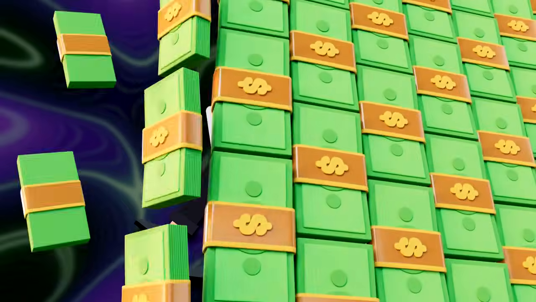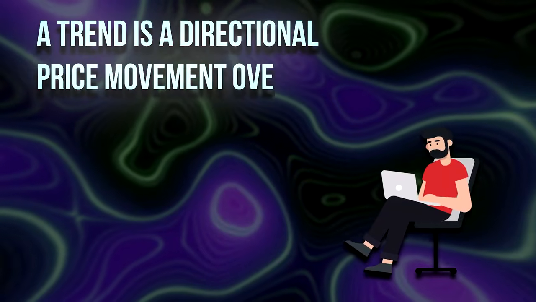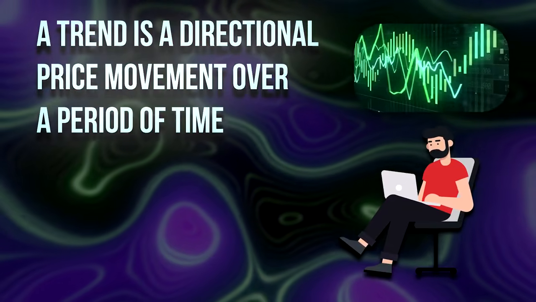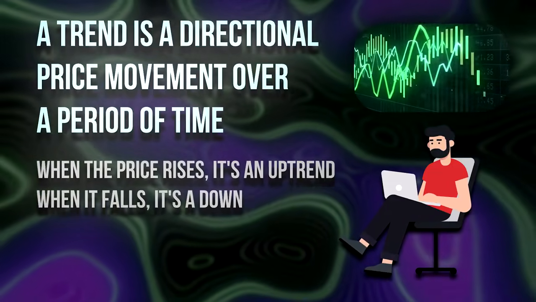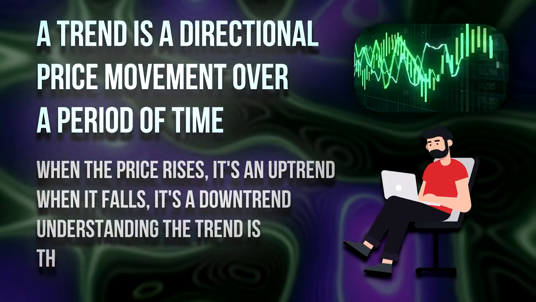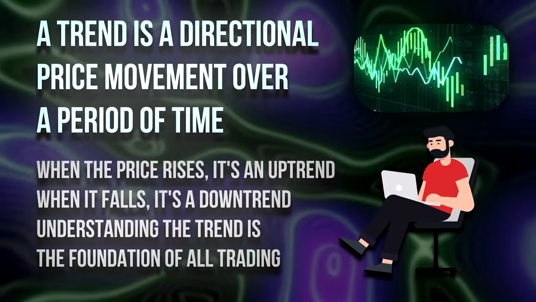We'll start with the simplest thing, with the definition of what a trend is. A trend is a directional movement over a period of time. When the price rises, it's an uptrend. When it falls, it's a downtrend. Understanding the trend is the foundation of all trading. Many beginners make the mistake of trying to catch a reversal when the market isn't even going to stop yet. And here's why it's important to explain why trend trading is often more understandable and logical for beginners.